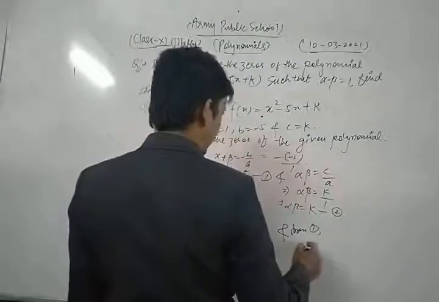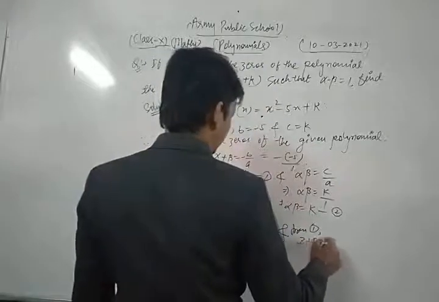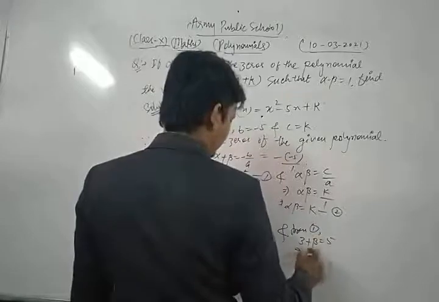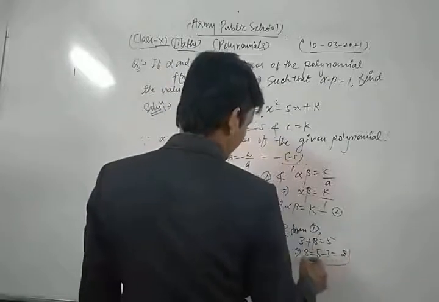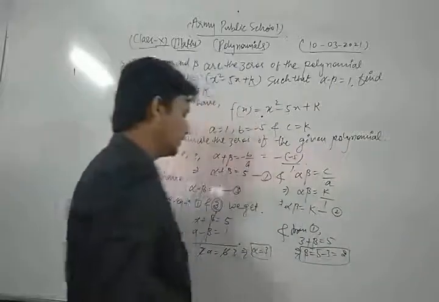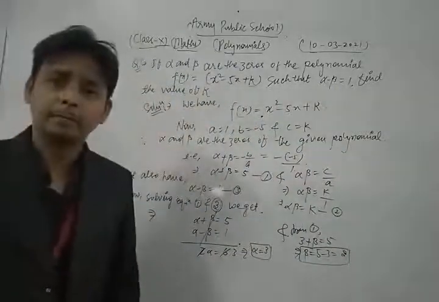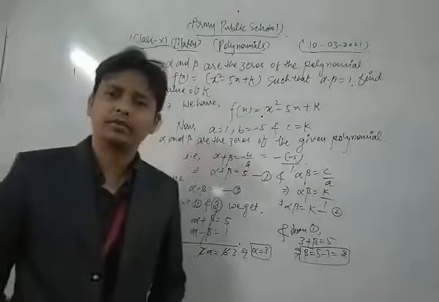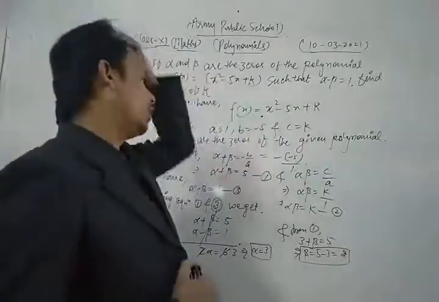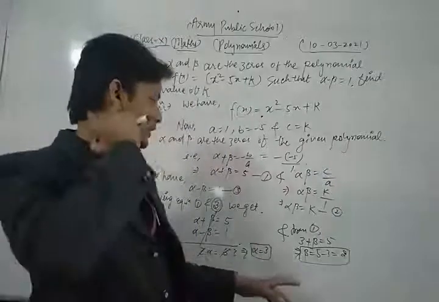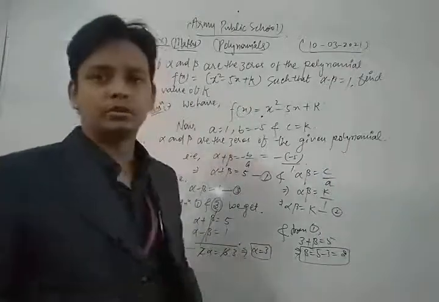From equation 1, alpha is 3, so 3 plus beta is equal to 5, so beta is equal to 5 minus 3, that is 2. In this way, the value of beta is 2 and the value of alpha is 3. Now what do we find? Dear student, we find the value of k. Now we put the value of alpha and beta in equation 2.